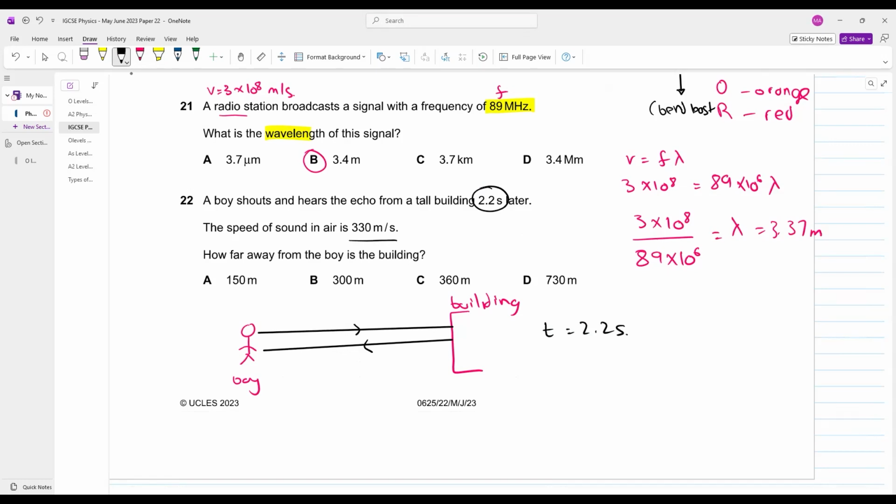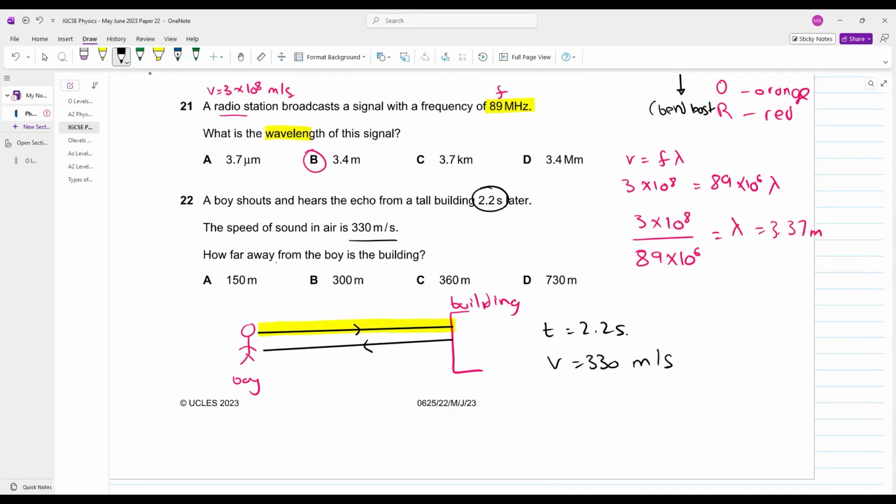The speed of sound is this. Okay, 330 meters per second. Can you calculate how far the boy is from the building? We have to calculate this distance. You have to calculate this distance of one time from the boy to the building. Let me highlight it as well. How will you do that?